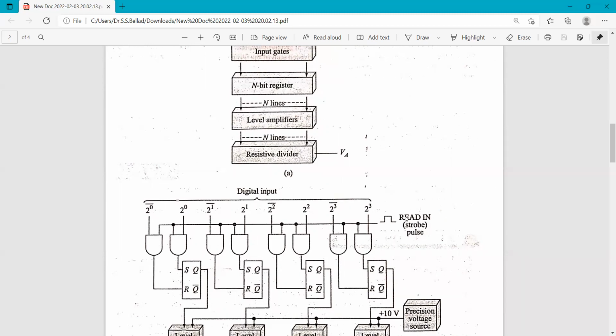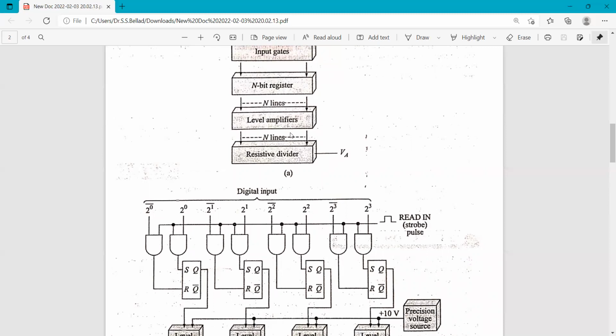Here the reading strobe comes, meaning the digital signals are coming here. These gates will check for the logical conditions to be satisfied, and accordingly they give the output. That output goes into these RS flip-flops, and the information is stored in these registers.